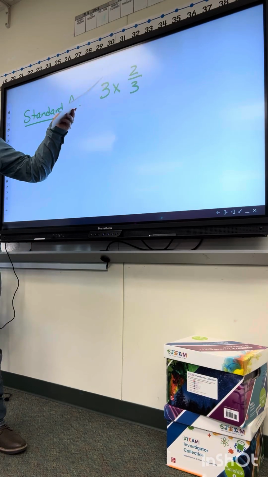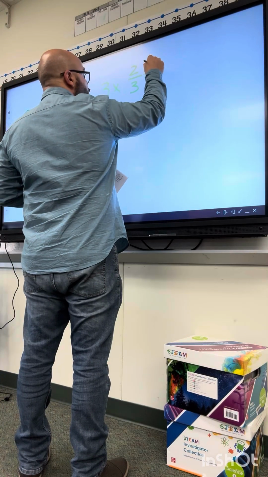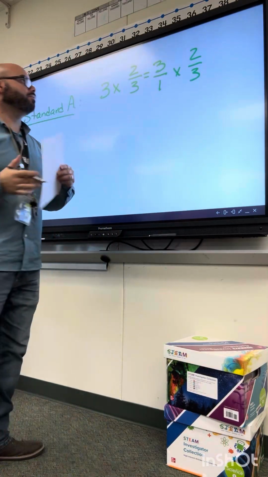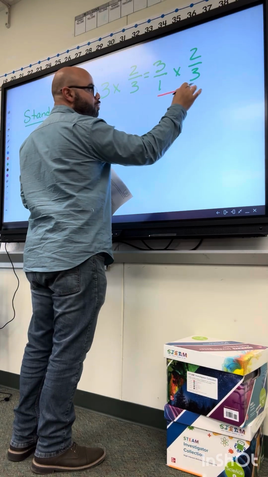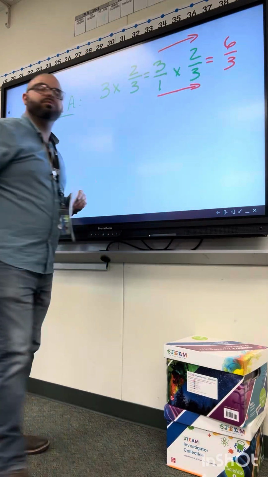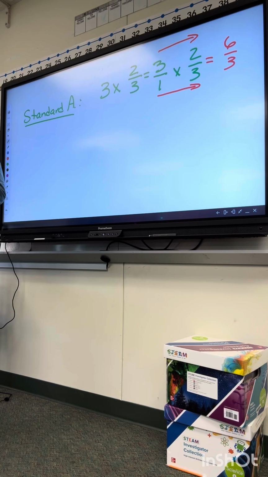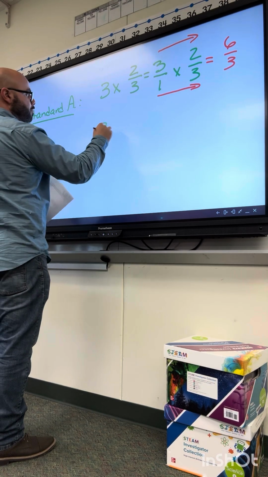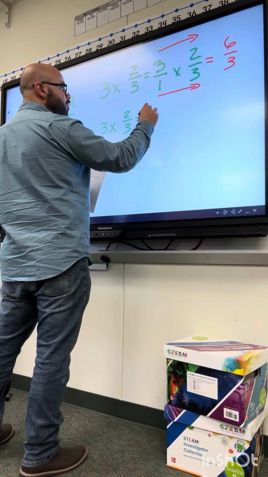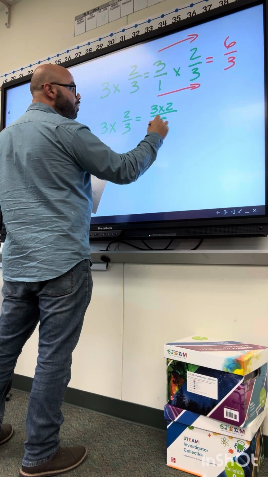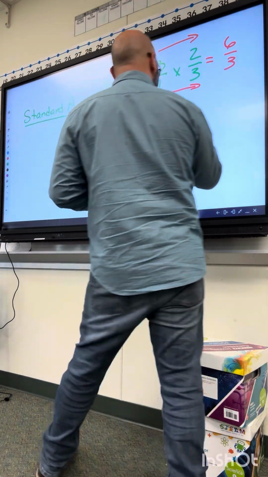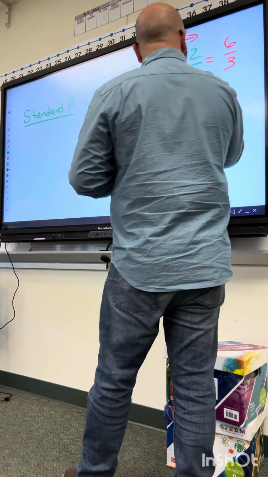What you could do is rewrite your equation: 3 over 1 times 2 over 3. Then just multiply straight across, which gives you 6 over 3. Another way that you could write it, 3 times 2 over 3, you just multiply across. The 3 just gets transferred over. 3 times 2 equals 6.